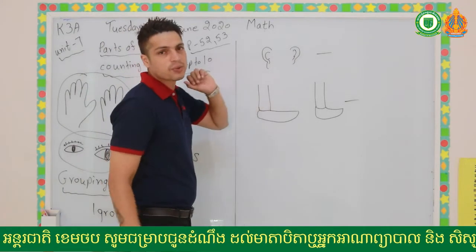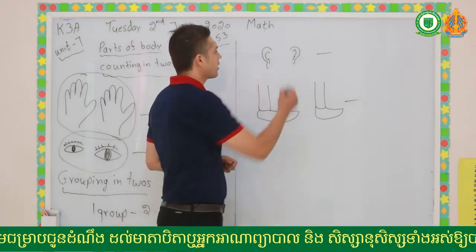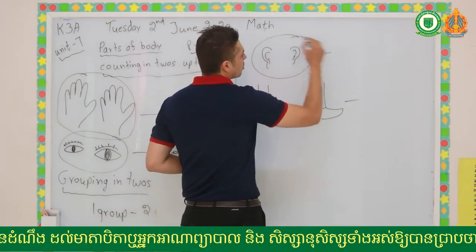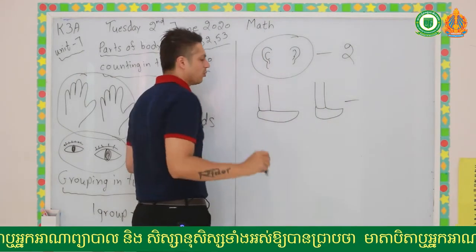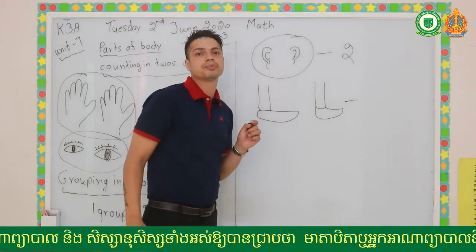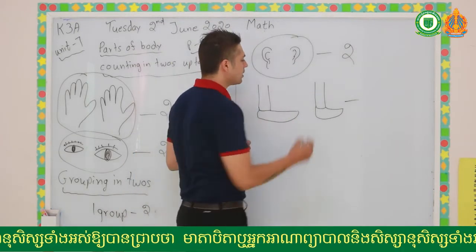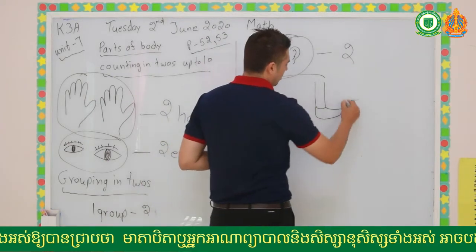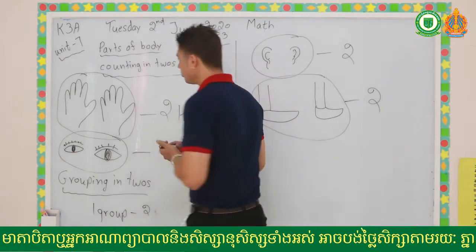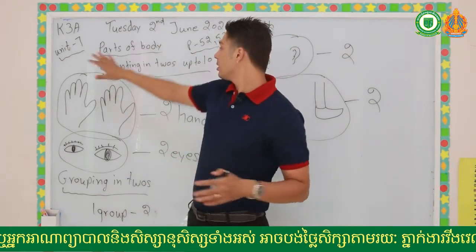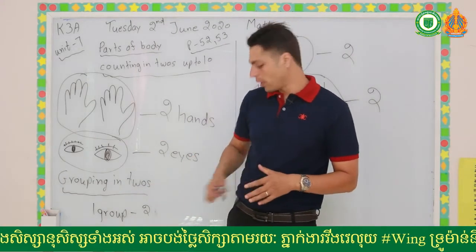So how many ears do we have? 1 and 2. So we have 2 ears, one group. How many legs do we have? We have 2 legs. 1, 2. So 2 legs, one group. So this is all about parts of the body, counting parts of the body.